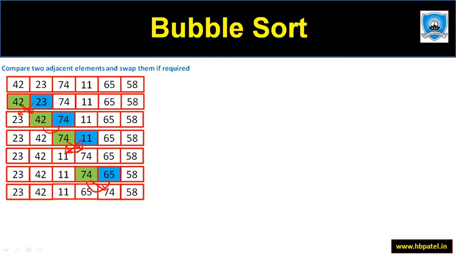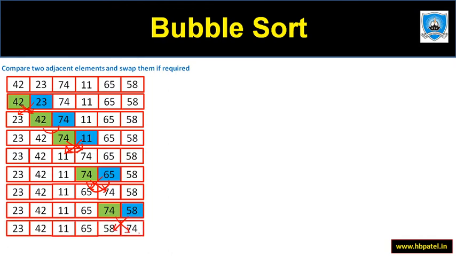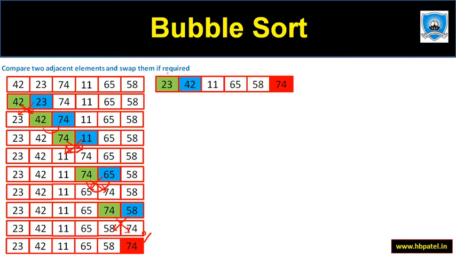So now 74 is over here, 65 is over here, and lastly we'll compare 74 with 58, and 58 is smaller, but I want the higher number on this side, so I'll be swapping them. So now 74 is over here and 58. Now you can see that 74 is at its right position, the rightmost position is having the maximum. So after this one phase, this 74 has come to its right place. Now all we need to see is these five elements. So now let us again do the same stuff.